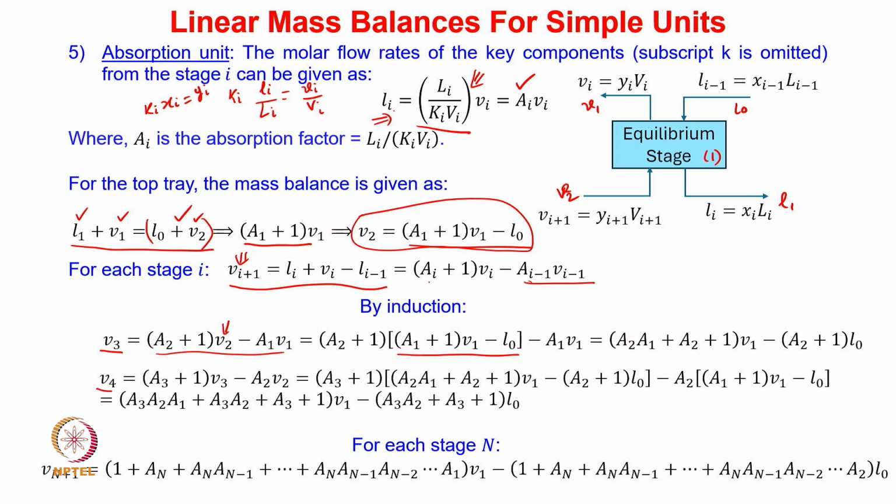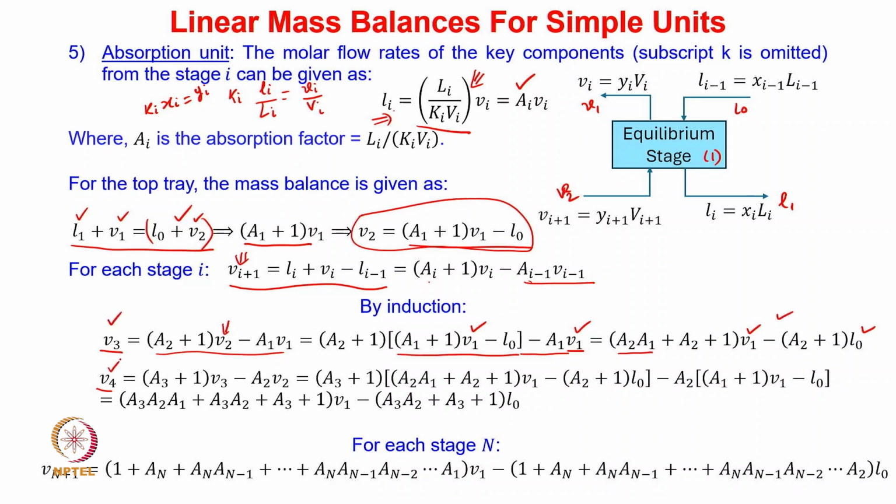Remember that in this case, if we look at this expression, V1 is there in this entire term, and all these terms have V1 common, and here also another V1 term is there. So we can collect these common terms and rearrange this entire equation in terms of V1 and L naught, and finally what we get is A2 A1 plus A2 plus 1 into V1 minus A2 plus 1 L naught, isn't it? This is what we have obtained for V3.